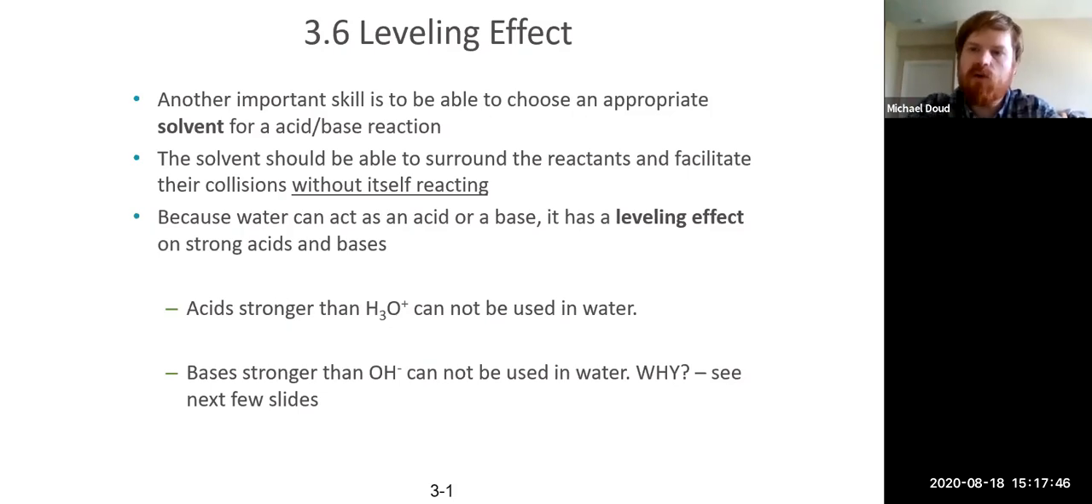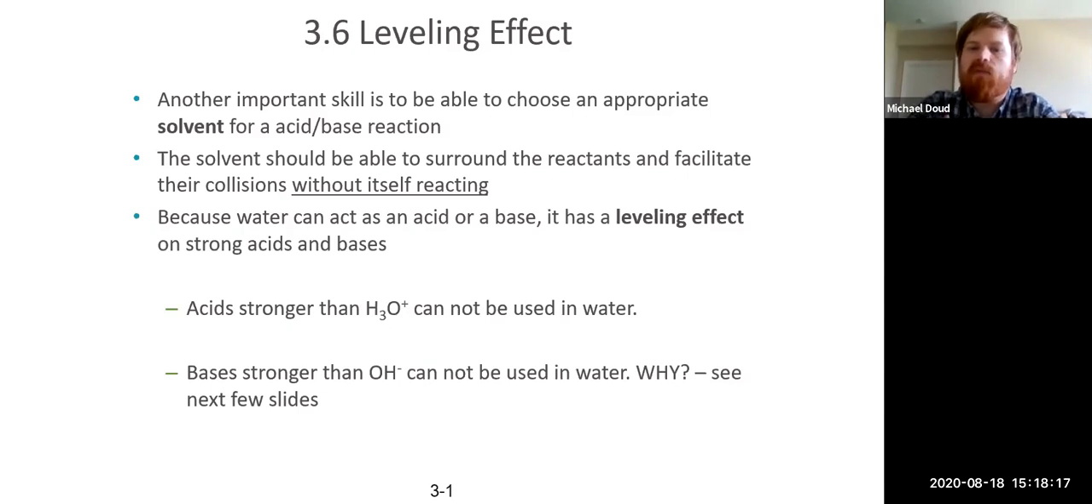So when we actually do organic chemistry, one of the key choices is what solvent will we use? And the key is that the solvent should be able to facilitate reactants hitting one another or catalysts hitting one another. But the solvent itself can't react with those catalyst molecules or with the reactants. So in an acid-base reaction, we have to consider, is our solvent gonna react as a base? Is it gonna react as an acid?